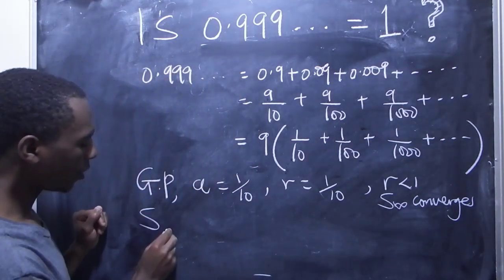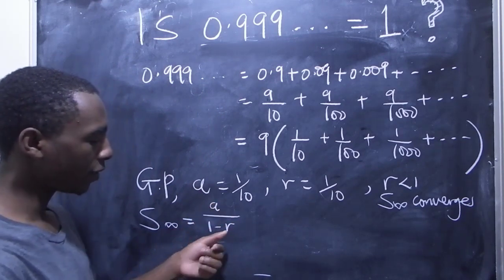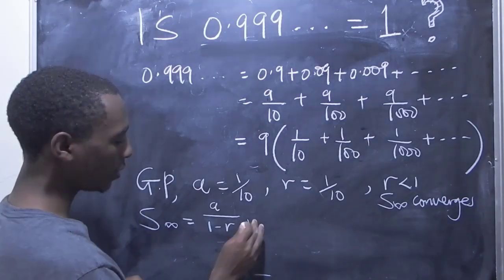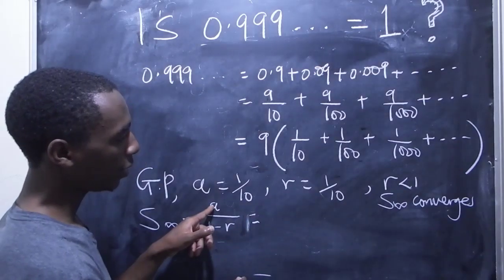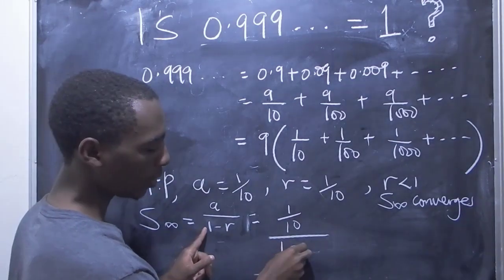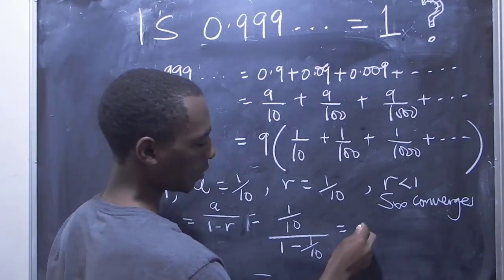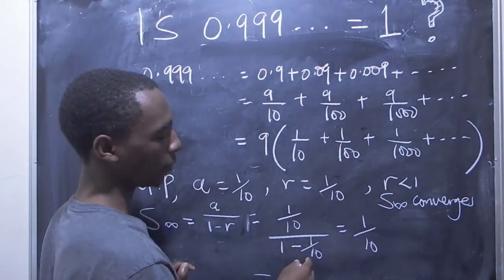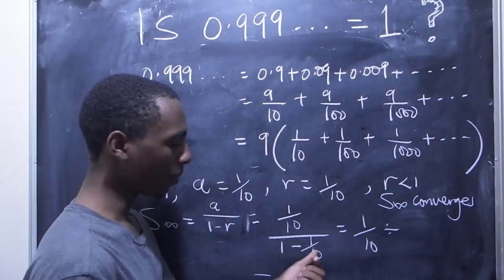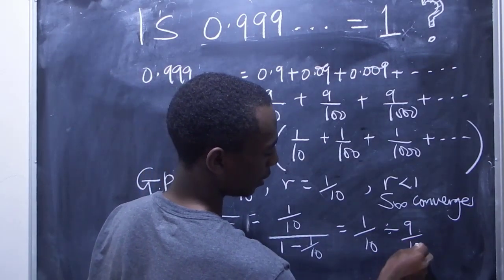Now, the sum to infinity is given by the formula a over 1 minus r, for r less than 1, where the sum converges. So in this case, we'll have a, which is just the first term, 1 over 10, divided by 1 minus r. r is 1 over 10 as well. This is 1 minus 1 over 10, which is actually 9 over 10.